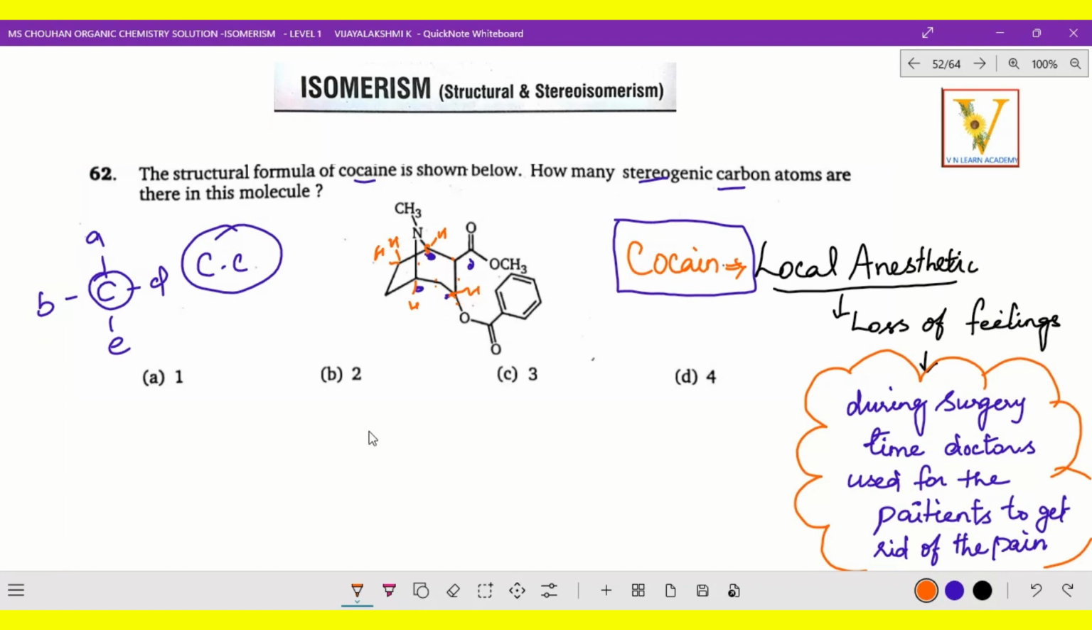So in that way, a carbon which is attached to four different groups is called a chiral carbon. It is also known as a stereogenic carbon or stereogenic center. Everything is possible. Come on, let's go to the next question.